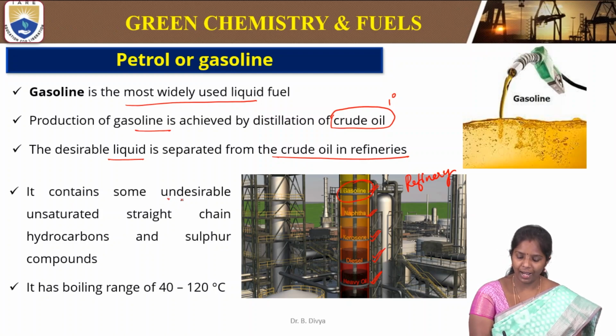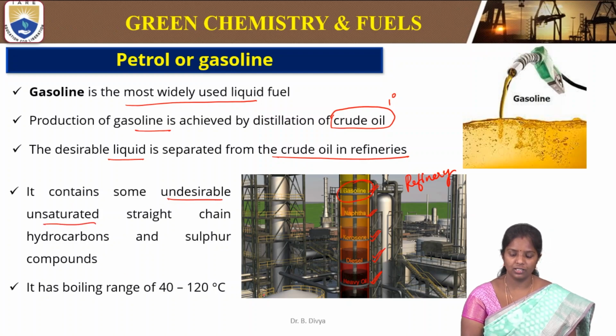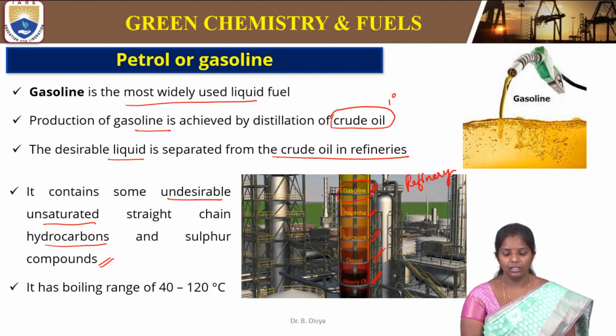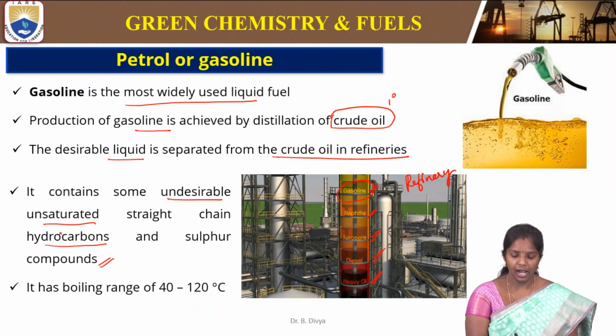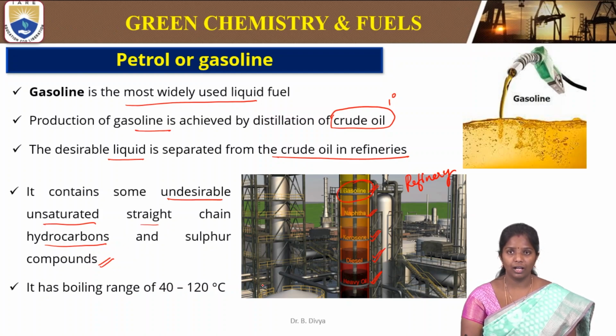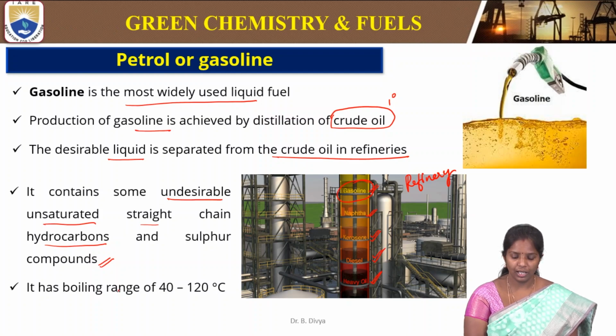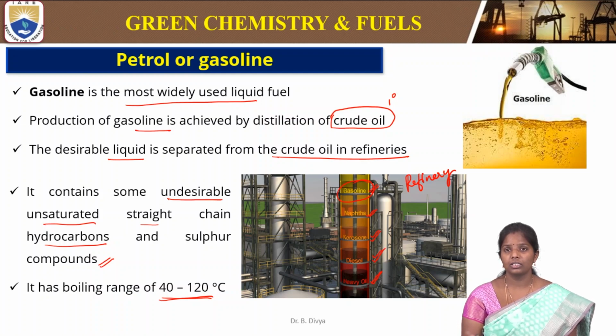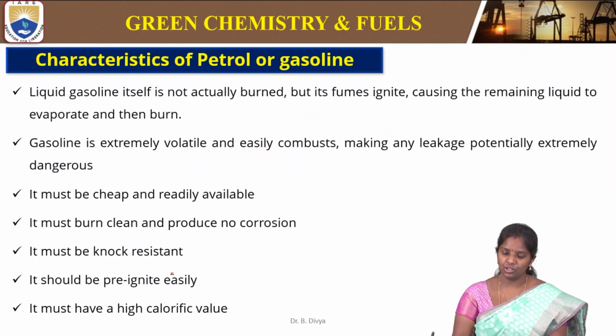So it contains some undesirable unsaturated straight chain hydrocarbons and sulfur compounds. So gasoline contains unsaturated straight chain hydrocarbons and sulfur. So it has a boiling range of 40 to 120 degrees. So it is the gasoline that is used for most of the applications.